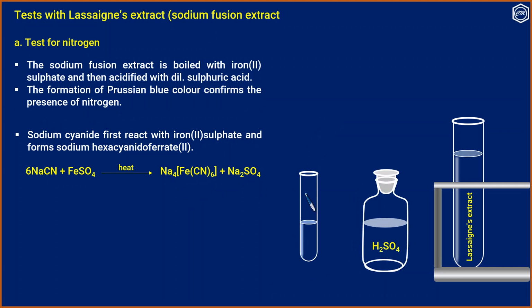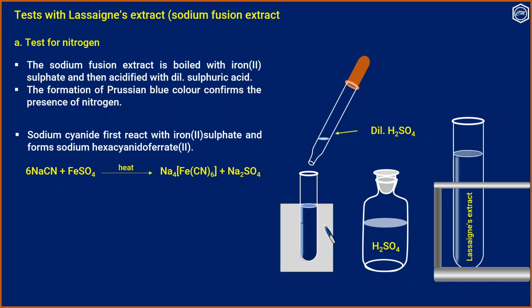Now we cool the solution and to that add a few drops of dilute sulfuric acid. When dilute sulfuric acid is added, a Prussian blue color appears. And this is the Prussian blue color.